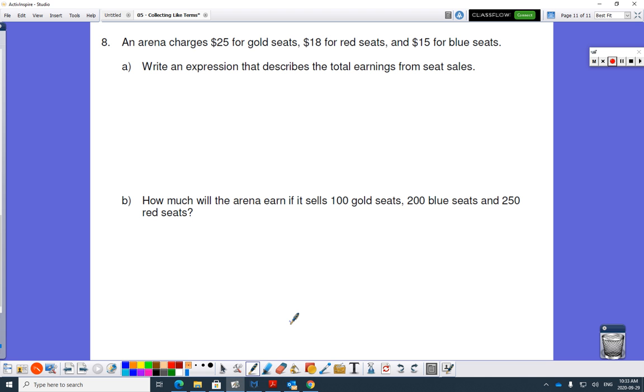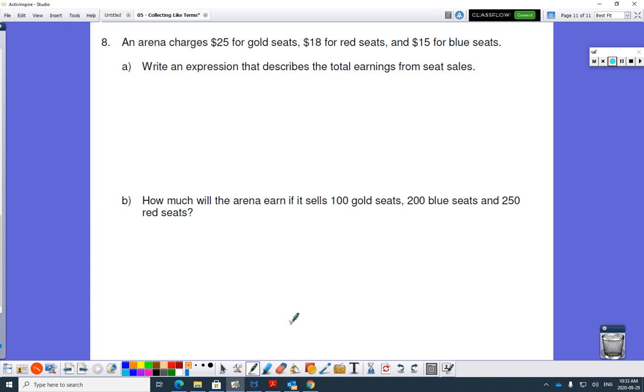Okay. An arena charges $25 for gold seats, $18 for red seats, and $15 for blue seats. Write an expression that describes the total earnings. This might be the best example of understanding why we have variables. What you want to do is, let's say you work at the arena, and the owner of the arena isn't really very good at math.